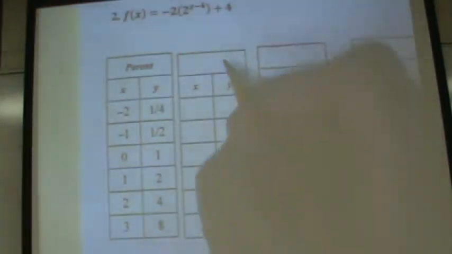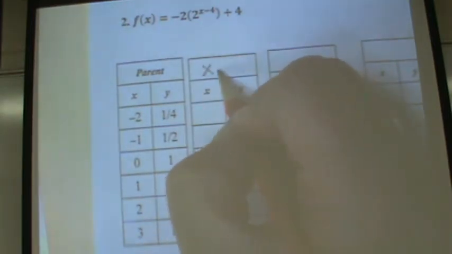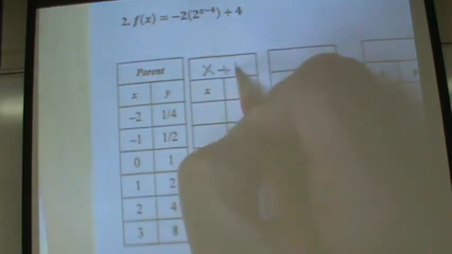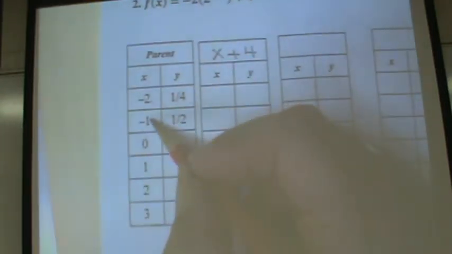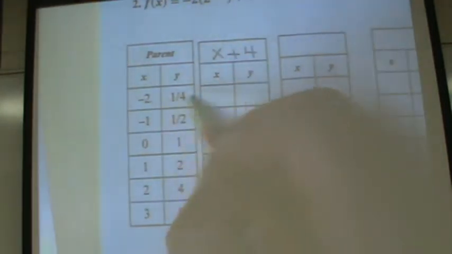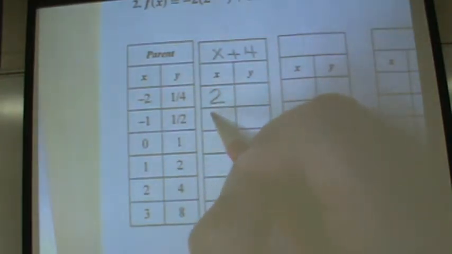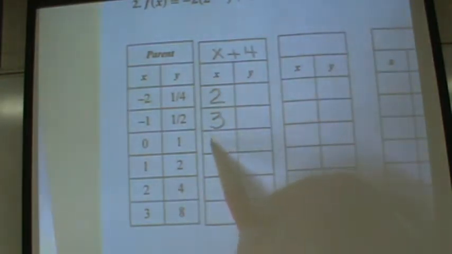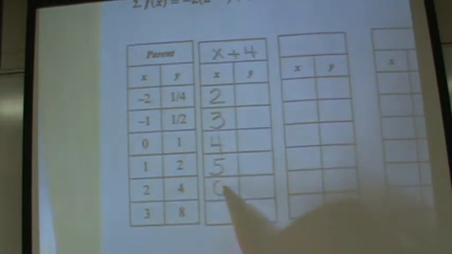Next one. Okay, you tell me what to do. What's the first thing you're going to do right here? X plus 4. Yes, you do the opposite here. That's a shift 4 units right. So can you add 4 to these numbers right here? What do you get? 2, 3, 4, 5, 6, 7.